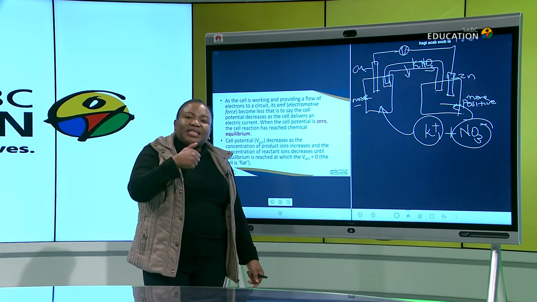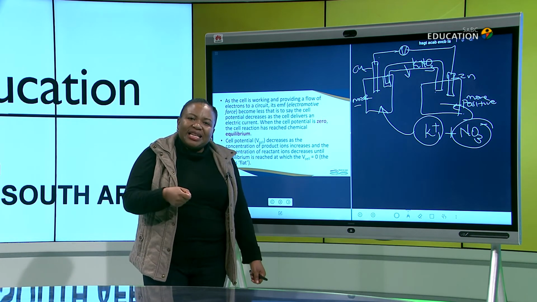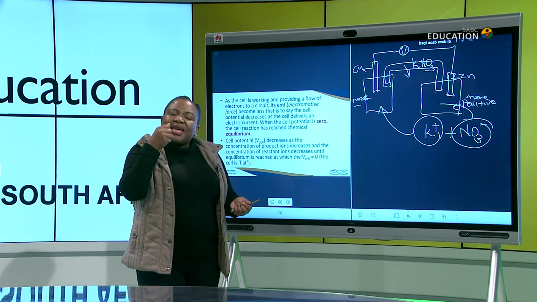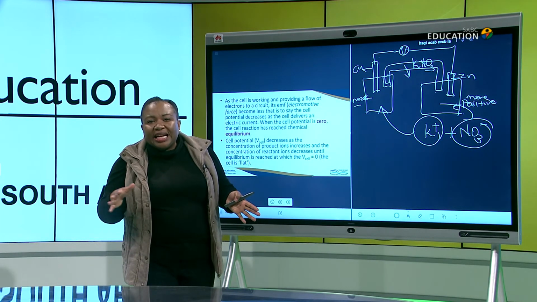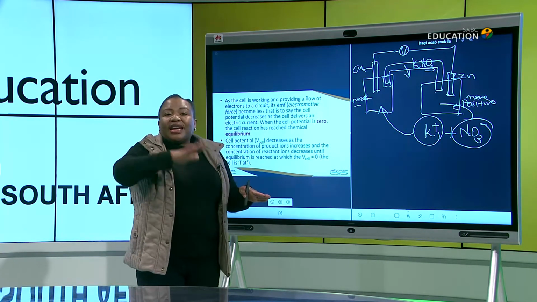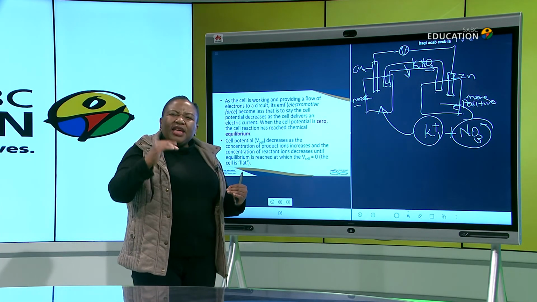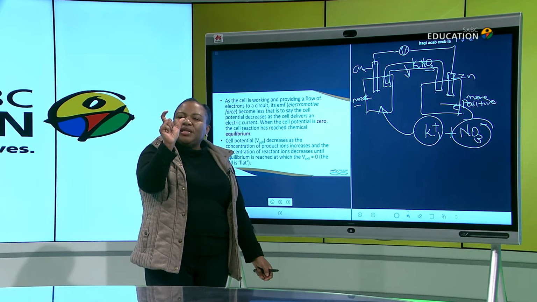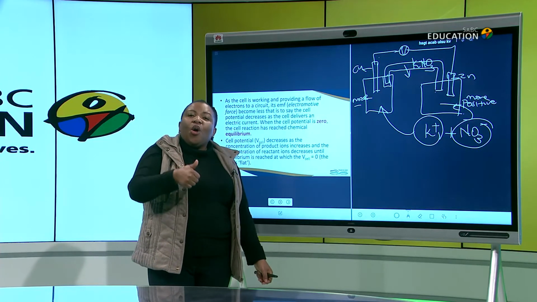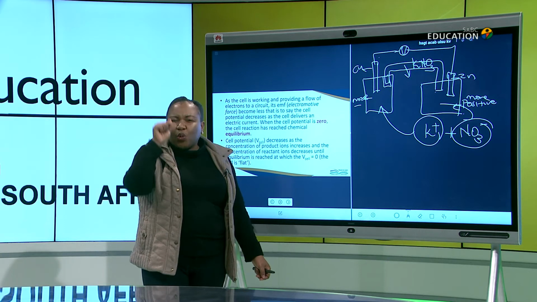When you see that your V cell is 0, it's not that the reaction has stopped. It means the rate of the reduction reaction is equal to the rate of the oxidation reaction, as we did in chemical equilibrium. Chemical equilibrium means the rate of the forward reaction is equal to the rate of the reverse reaction. Now the redox reaction is occurring at the same rate, so the voltmeter will read 0. When the voltmeter reads 0, it means the cell reaction has reached equilibrium.